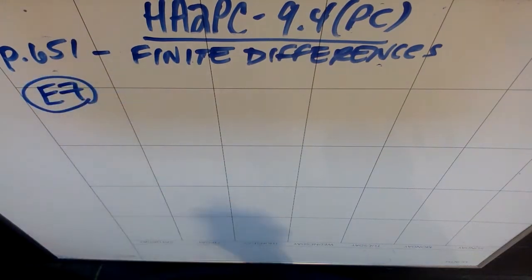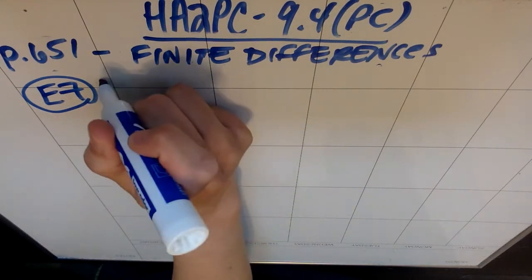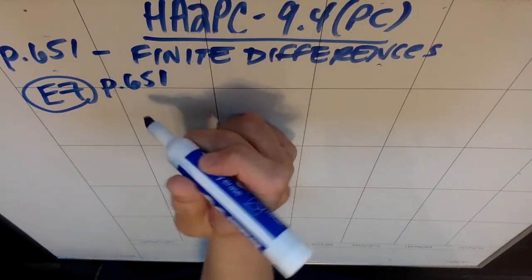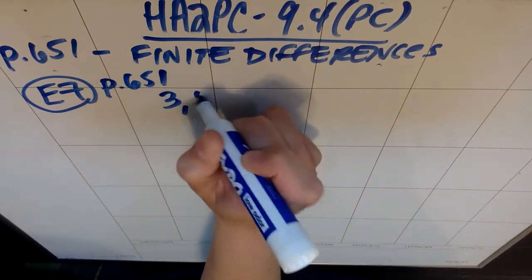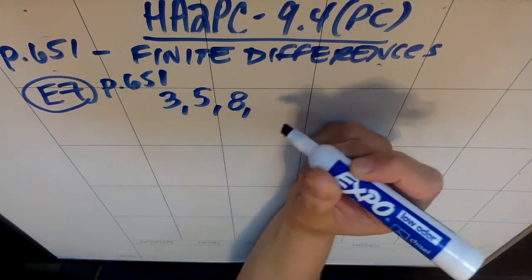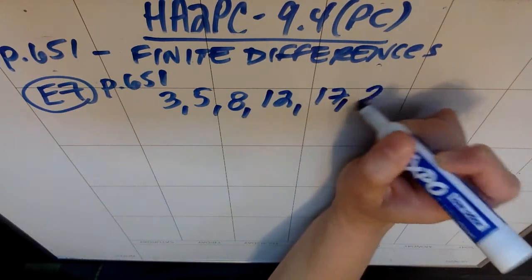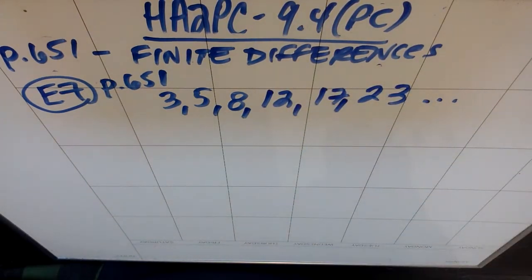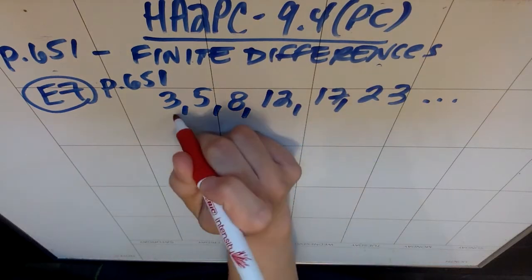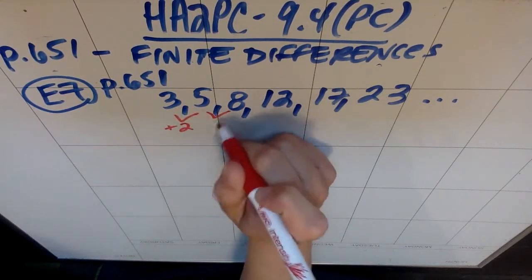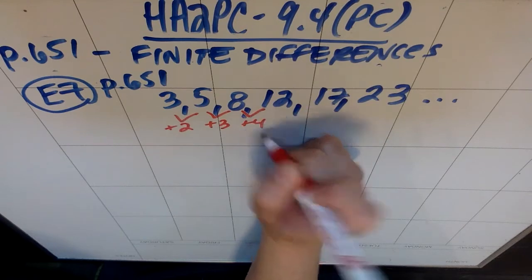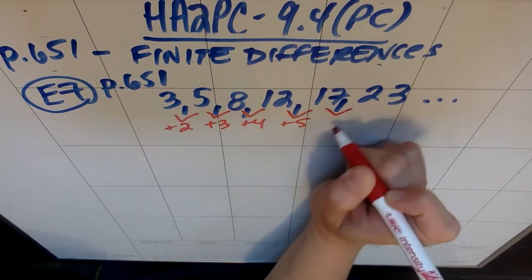All right, so in example 7, we'll actually use the one that's on page 651 because I'm going to be lazy. So we're going to go with 3, 5, 8, 12, 17, 23, dot, dot, dot. Okay, so let's find our first differences first. So the first differences are not going to be constant, right? So my first difference is going to be plus 2, plus 3, plus 4, plus 5, plus 6.